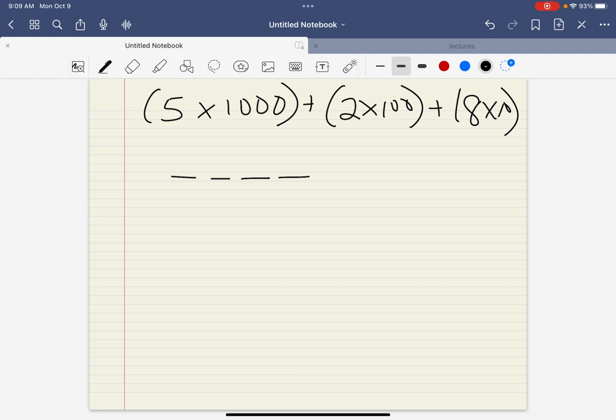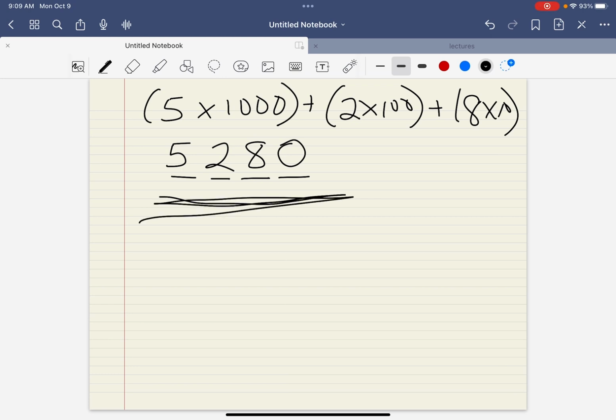So there's 5,000, so I put a 5 in the thousands place. There's 2 times 100, so I put a 2 in the hundreds. There's 8 tens, so I put an 8 in the tens place. And then I put a 0 in the units because they didn't give us any units. If you don't put these 4 places out like this, you might make the mistake of leaving the ones out because there isn't any mention of the 1. So that's why I say to go ahead and write the 4 spaces so that you fill them all in.